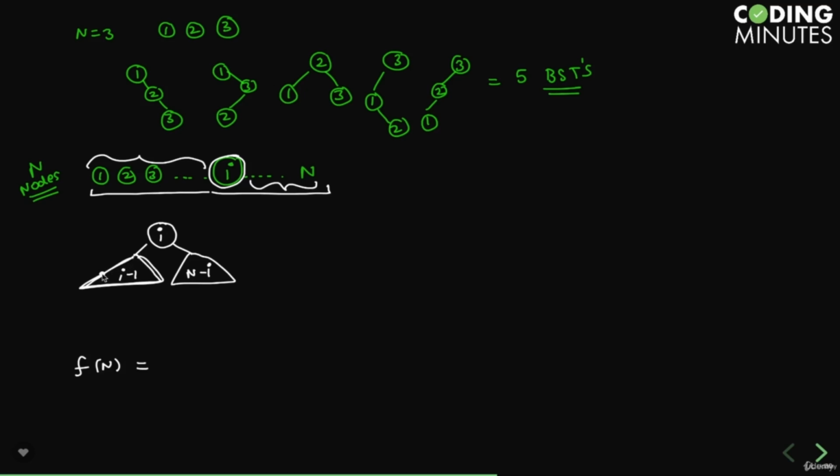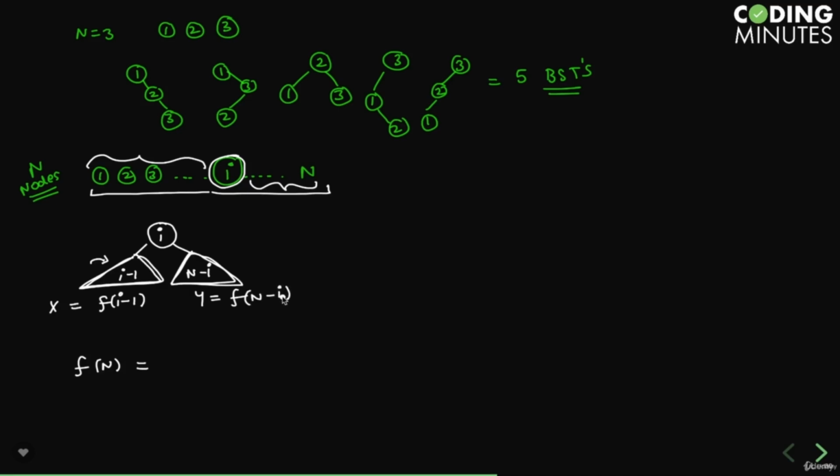So if this left subtree has i minus 1 nodes, in how many ways can we form BSTs in the left part? Let us say that is going to be f of i minus 1, or let us say this value is going to be x. What is the number of different BSTs that we can form for the right subtree? Since we have n minus i nodes, we can say this value is going to be f of n minus i.